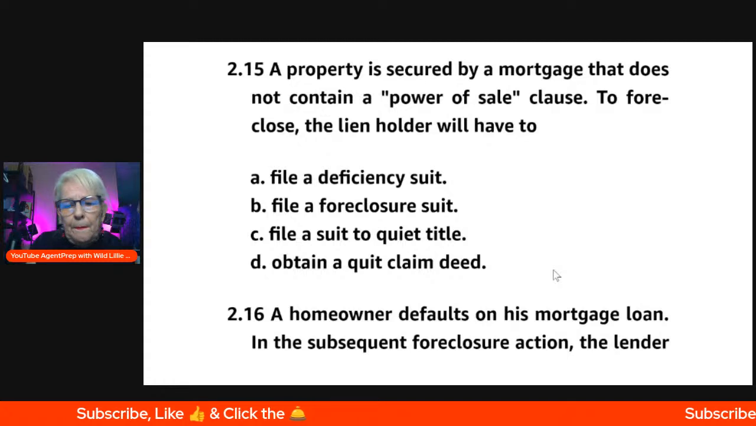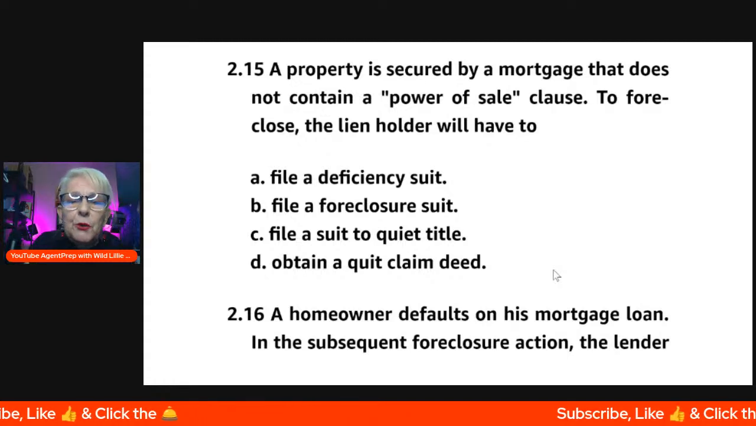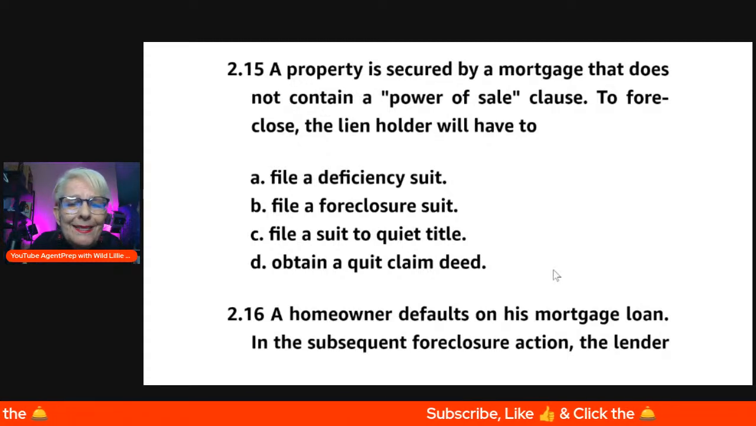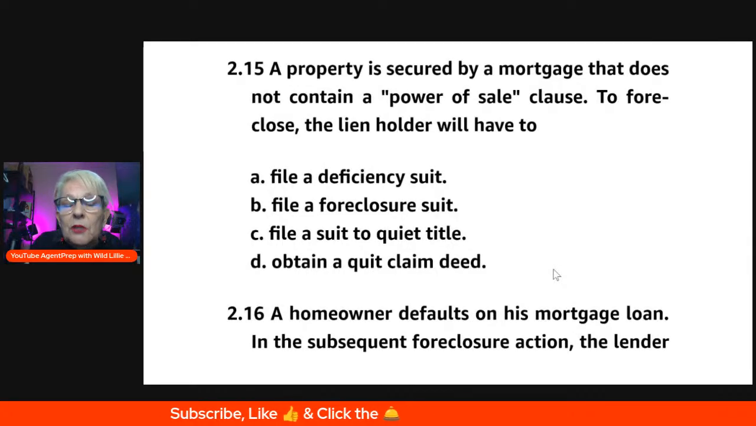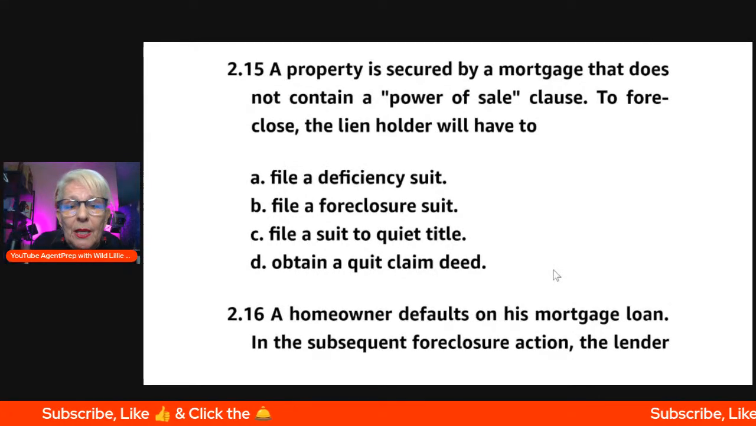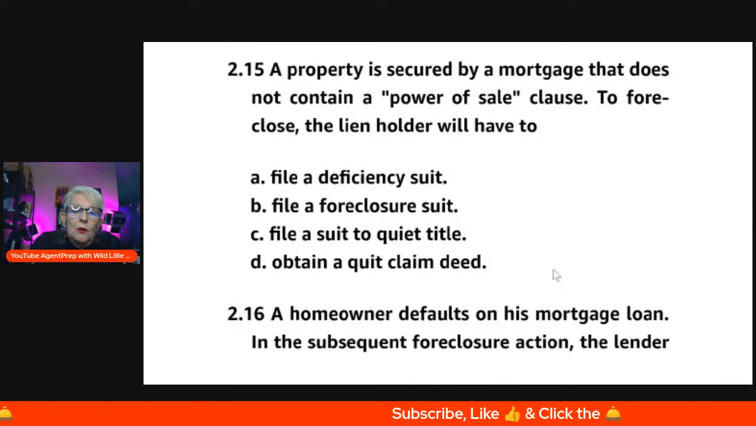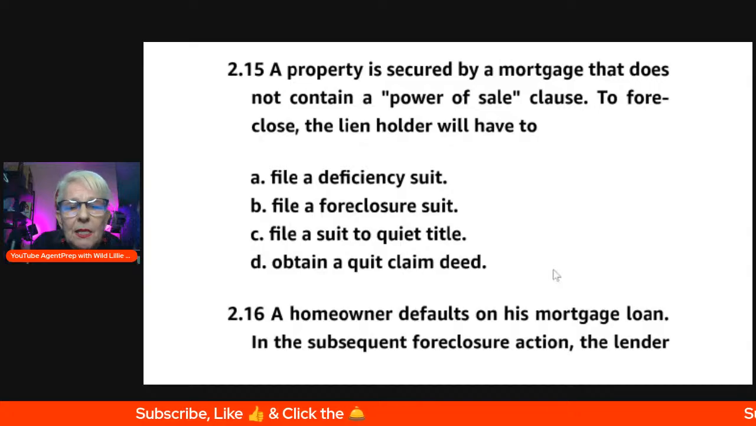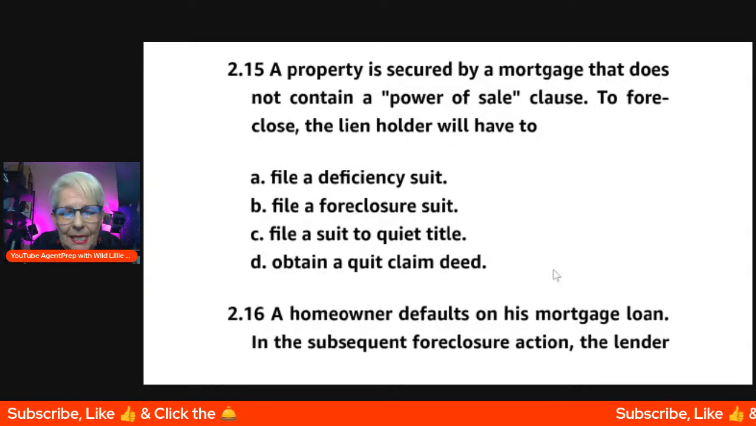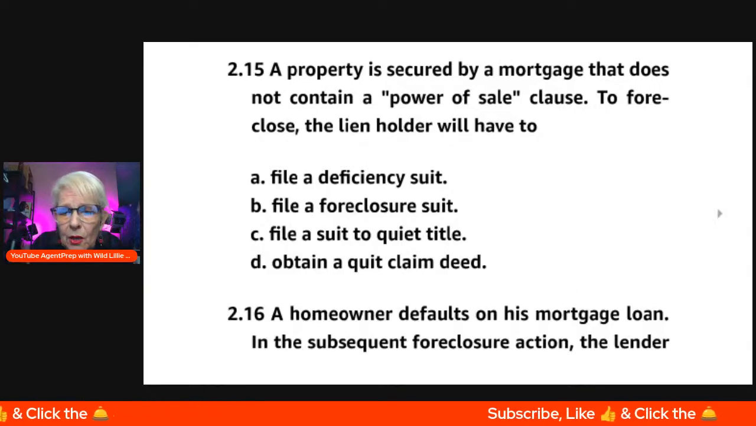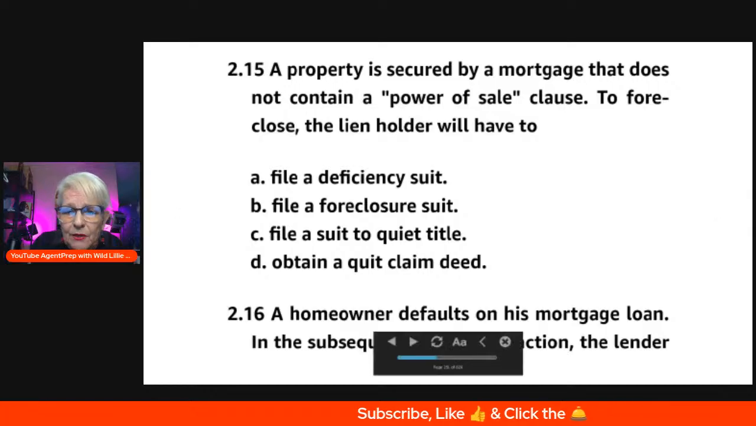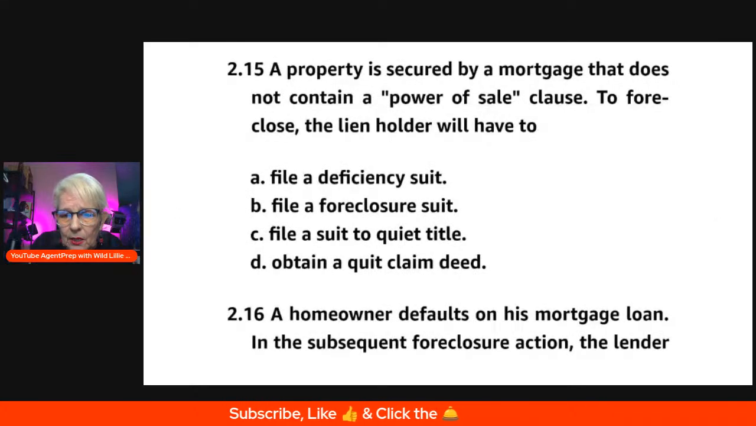Number 15, a property is secured by a mortgage that does not contain a power of sale clause. To foreclose, the lien holder will have to do what? A, file a deficiency suit. B, file a foreclosure suit. C, file a suit to quiet title. Or D, obtain a quitclaim deed. You also want to learn what the different types of deeds are, in order, and which has the most protection.